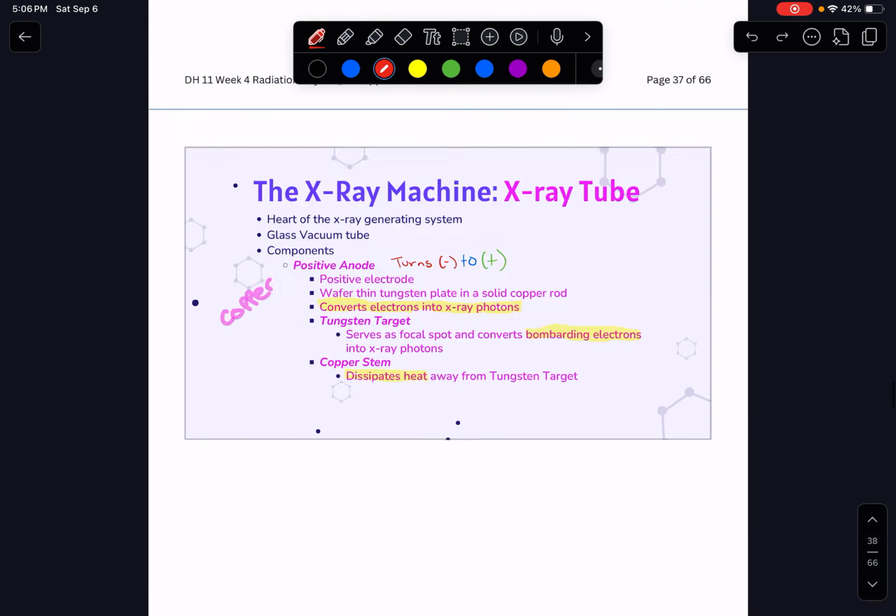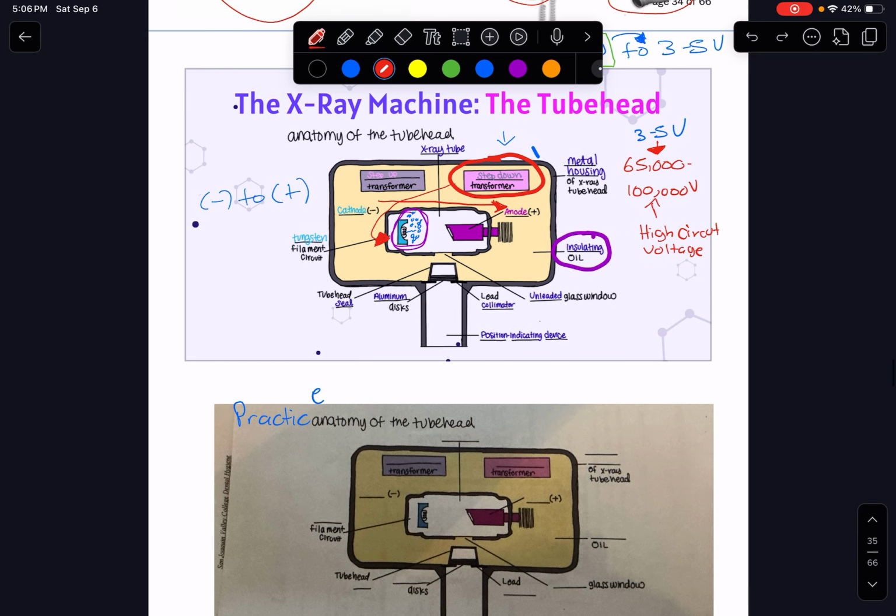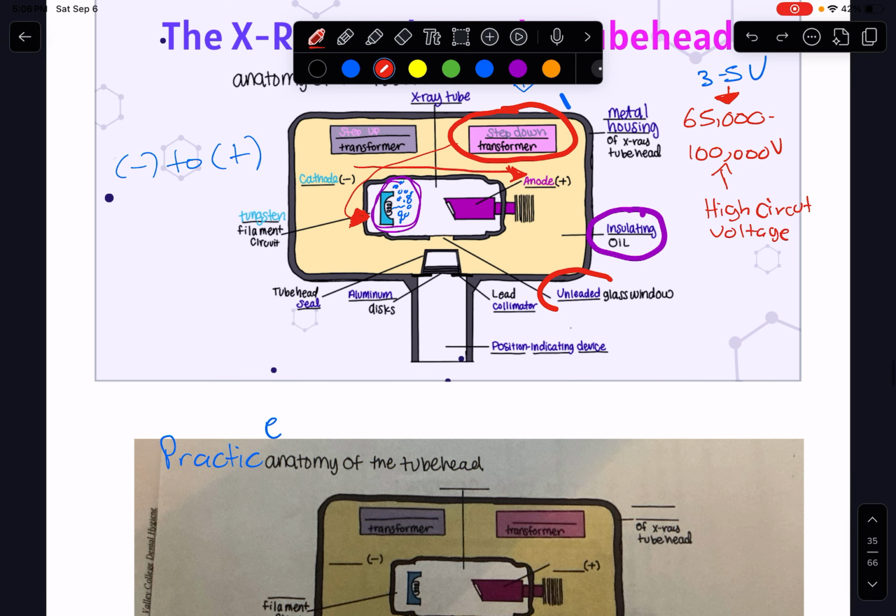So this is where that other one comes in here. This unleaded glass window right here, that's where some of that beam comes out. So only a small portion of that beam is going to come out. And this is important because this makes a straight line when we expose the x-rays. That's why we get a nice clear image there. So then that leads us to the next step.